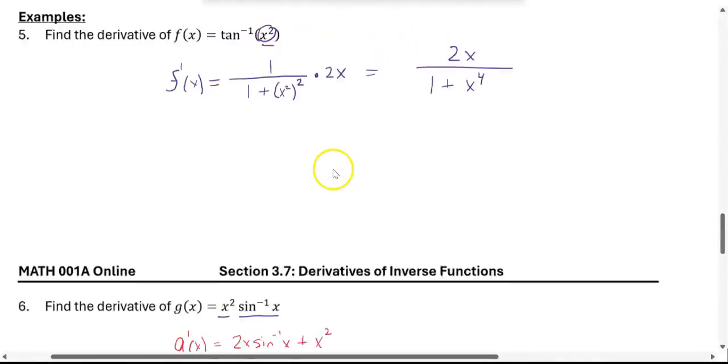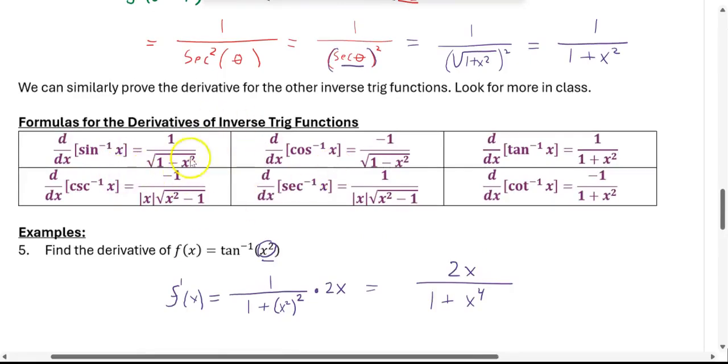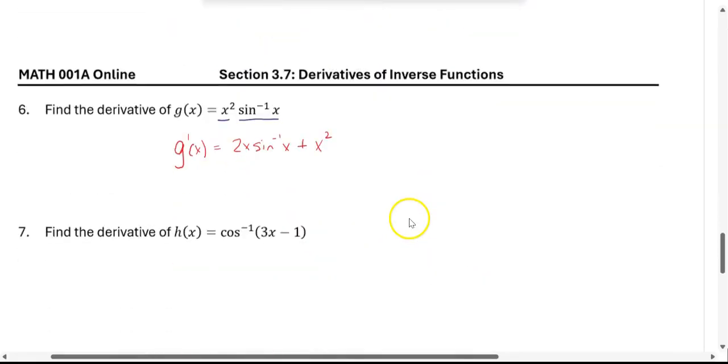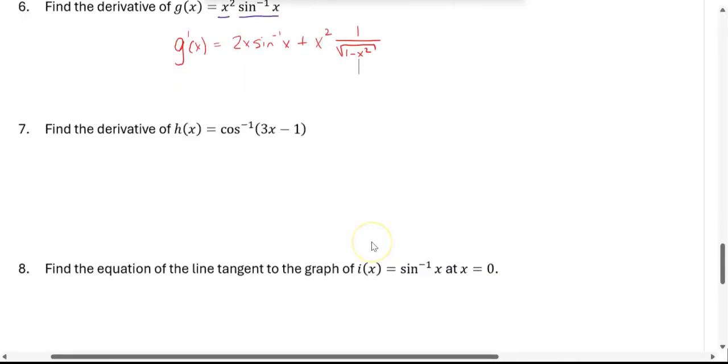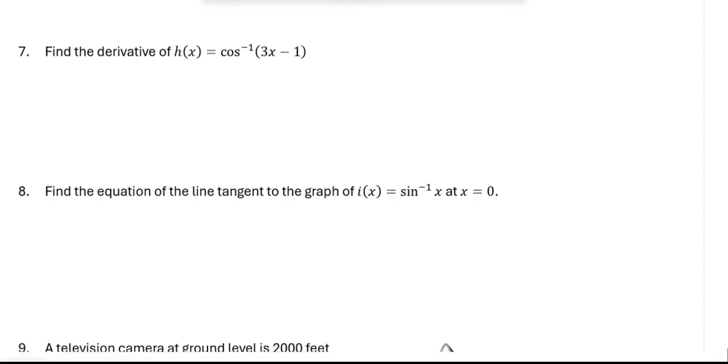Of course, you don't have it memorized yet, so you're going to be going back and forth to this list up here. In this case, you can see it right here. This is the one we proved earlier, 1 over square root 1 minus x squared. So we got that thrown in right there. You could maybe rewrite that or simplify it more, but I think that's totally valid right there. All right, pause the video and try 7 and 8. Come back to see how you did.